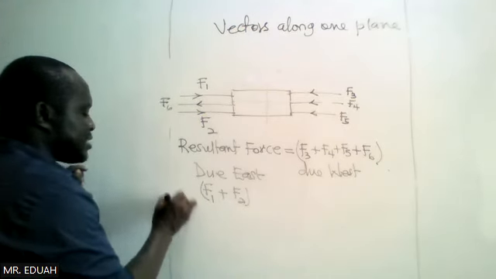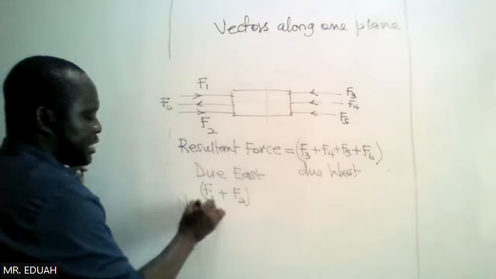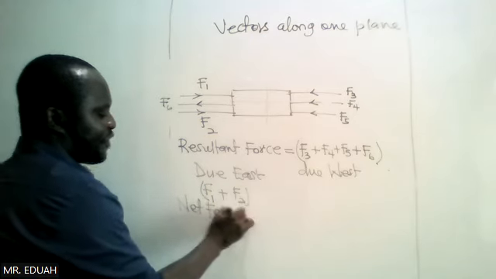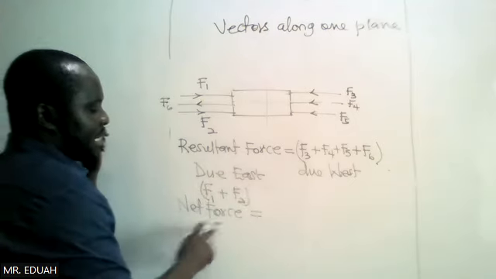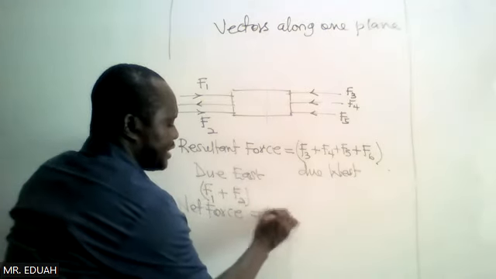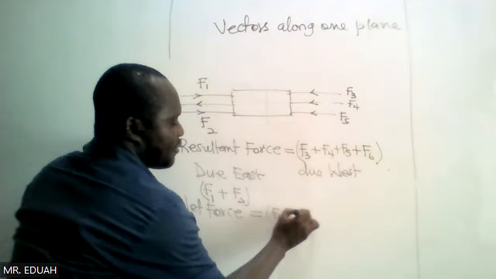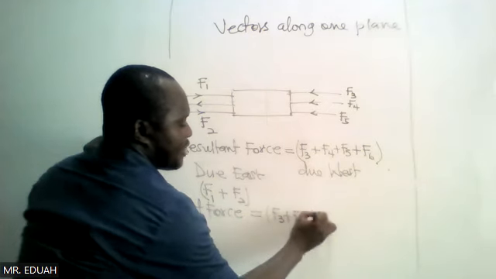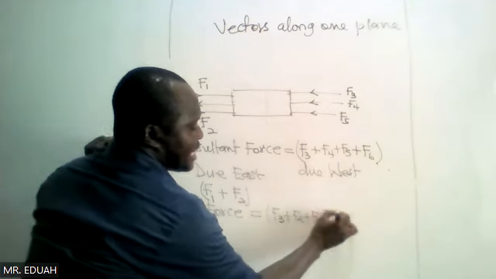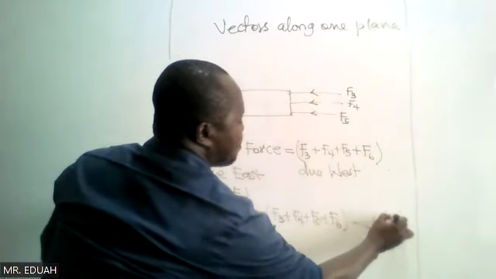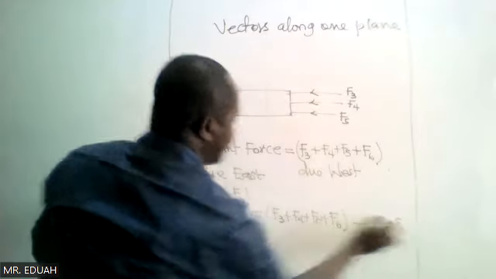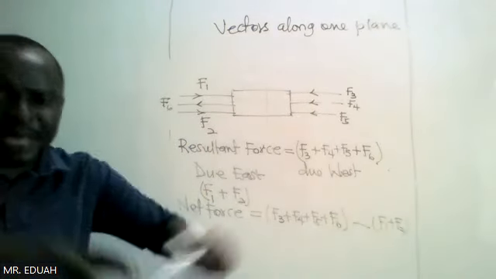So the net, or the resultant force, is the difference between the forces. The net will be equal to F3 plus F4 plus F5 plus F6 minus F1 plus F2. So it can actually be mixed.